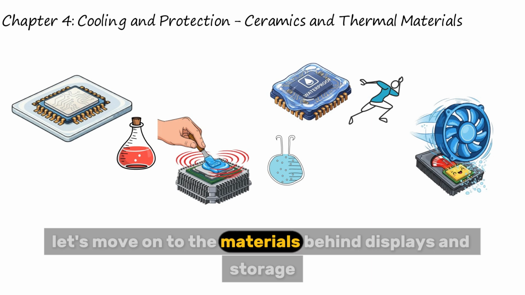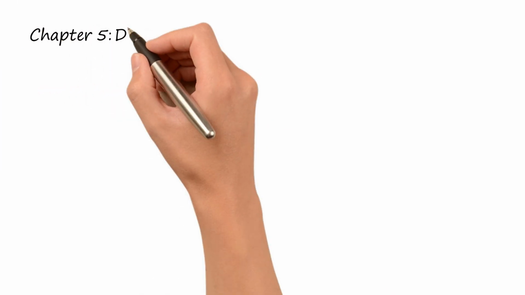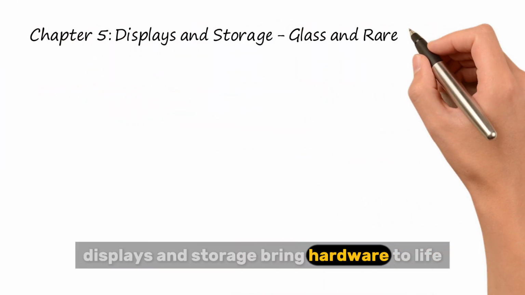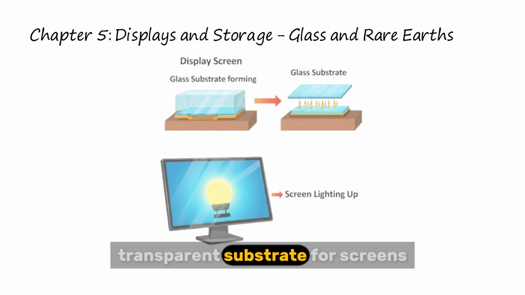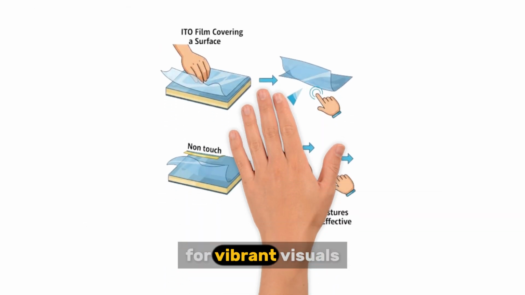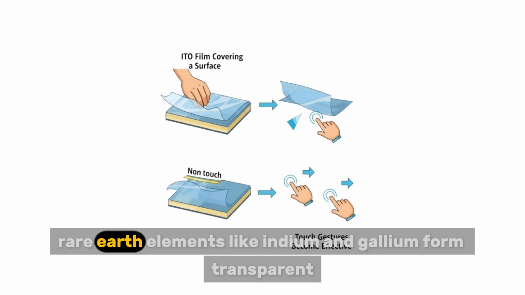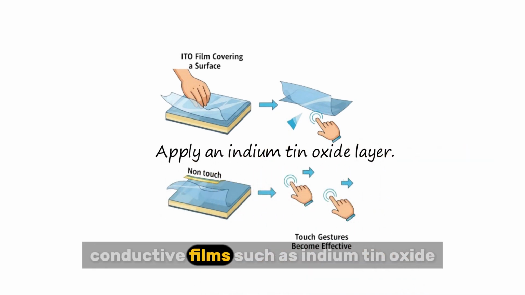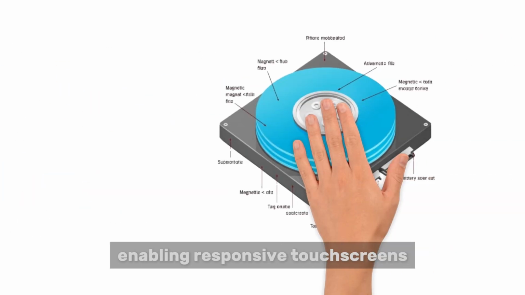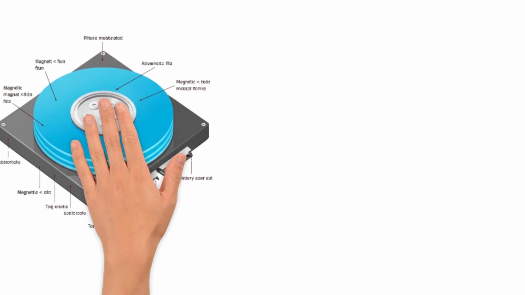Let's move on to the materials behind displays and storage. Displays and storage bring hardware to life. Glass serves as the smooth, transparent substrate for screens, offering durability and high-temperature resistance for vibrant visuals. Rare earth elements, like indium and gallium, form transparent conductive films, such as indium tin oxide, enabling responsive touchscreens.